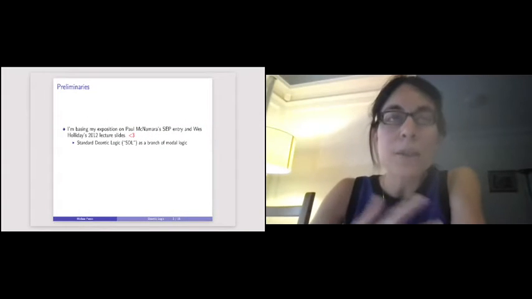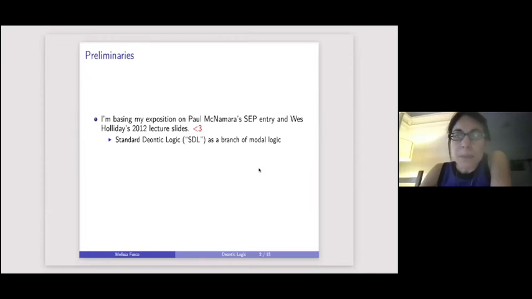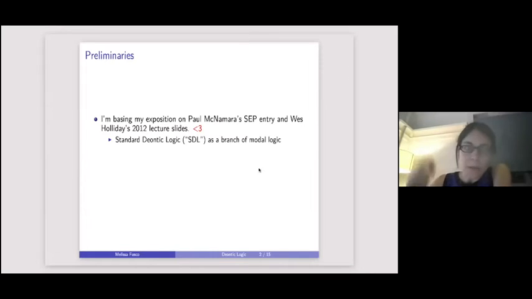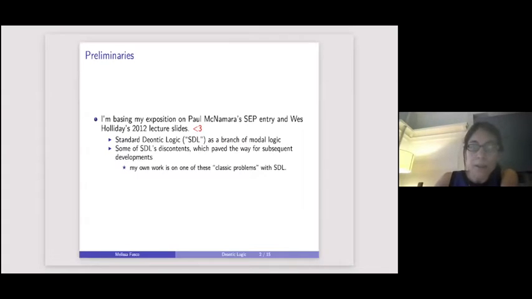So what I'm going to do is introduce standard deontic logic, sometimes called SDL for short, as a branch of modal logic that you might know from a textbook. And then I'm going to present some of standard deontic logic's discontents, or reasons to be unhappy with the standard theory, which have paved the way for subsequent developments in the literature, including the contemporary literature and some of my own work on one of these classic problems with SDL.